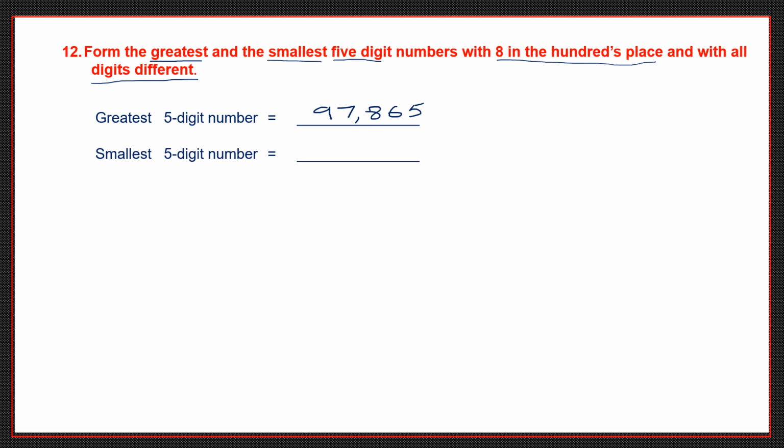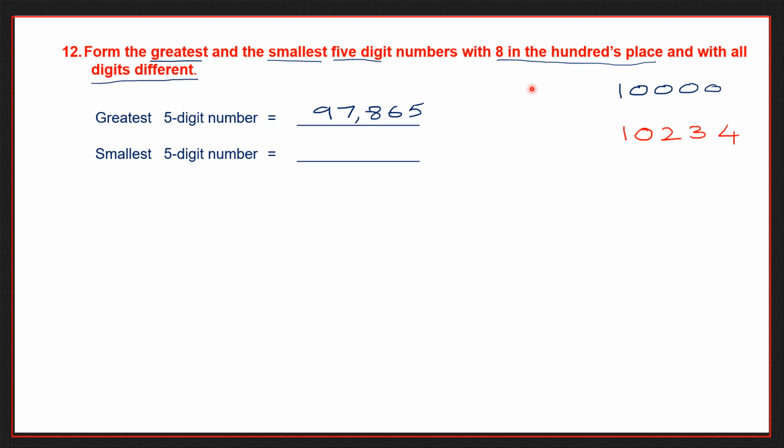Now the smallest 5-digit number also. Now let's begin first. Which is the smallest 5-digit number? 10,000. This is the smallest 5-digit number. Now according to the question, all digits have to be different. So let's get the next answer with all digits different. So that will be 1. 0 will be there. Now we can't repeat zeros. So we go to the next smallest number, 2, and then 3, and then 4. So 10,234 is the smallest 5-digit number with all digits different.